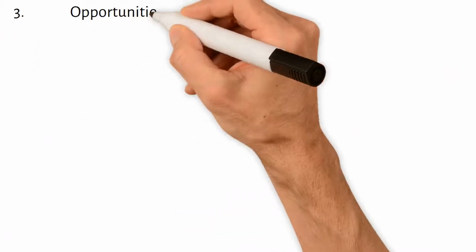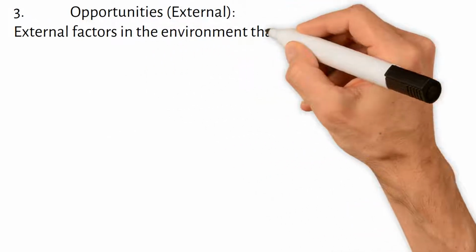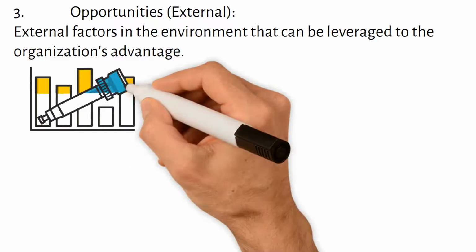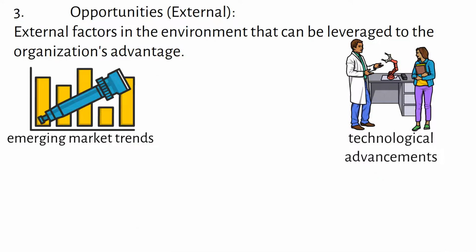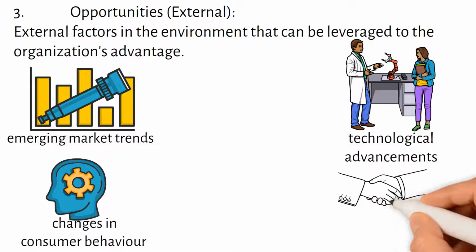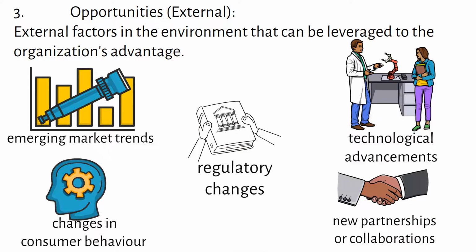3. Opportunities, external. External factors in the environment that can be leveraged to the organization's advantage. Examples: emerging market trends, technological advancements, changes in consumer behavior, new partnerships or collaborations, regulatory changes.